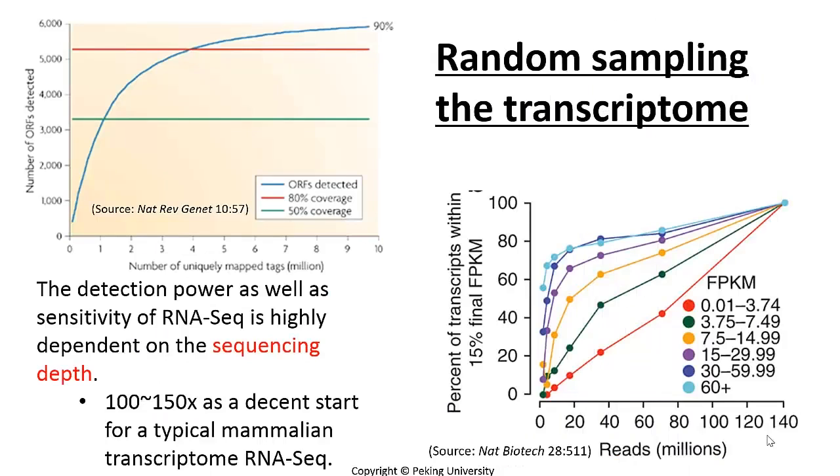Please note that RNA-seq is in nature a random sampling of transcript sequences. Thus, its power of detection and sensitivity strongly depends on the depth of sequencing. Lacking enough depth of sequencing will make it very hard to detect the low-copy genes. In principle, the depth cannot be considered enough unless the saturation curve reaches a plateau. A rule of thumb for the depth of sequencing mammalian transcriptome is 100 to 150 times coverage.